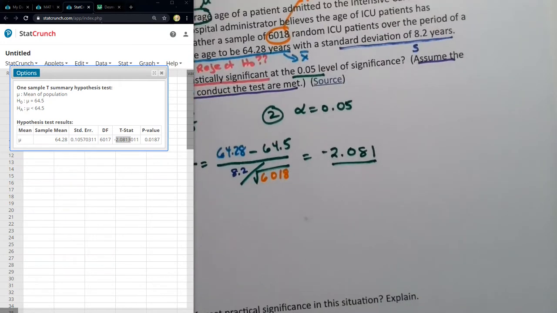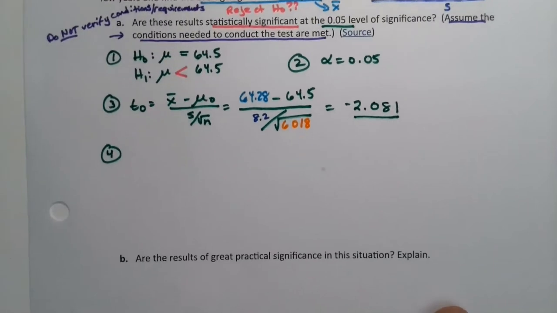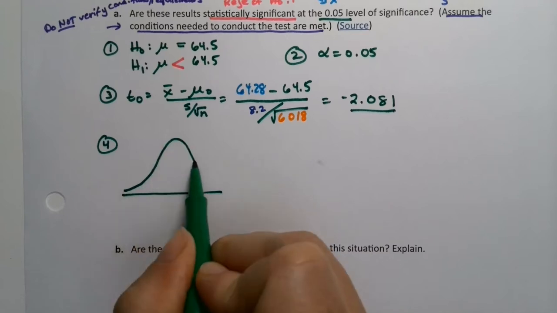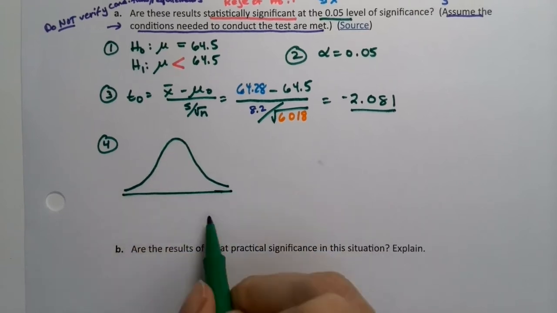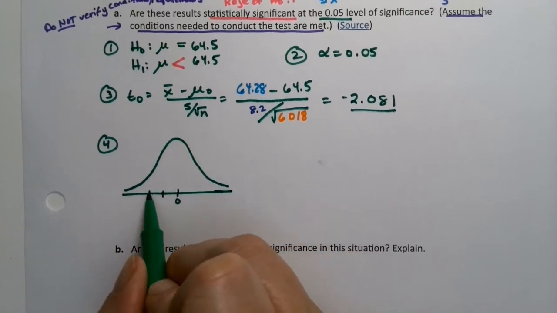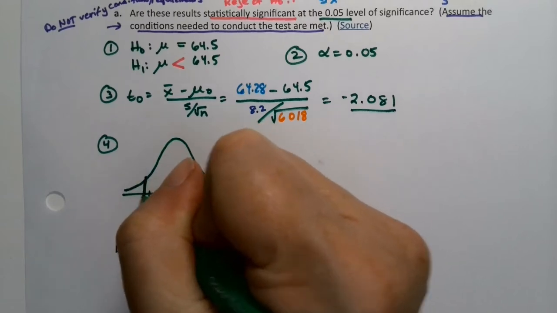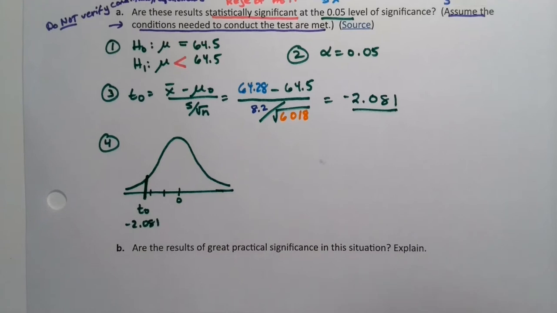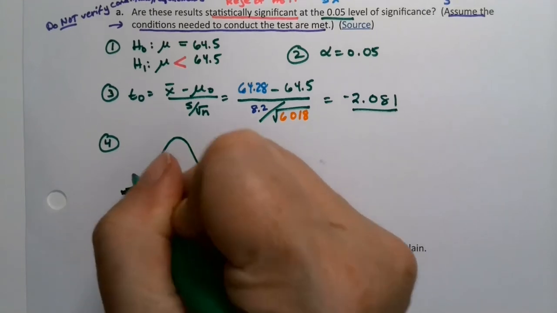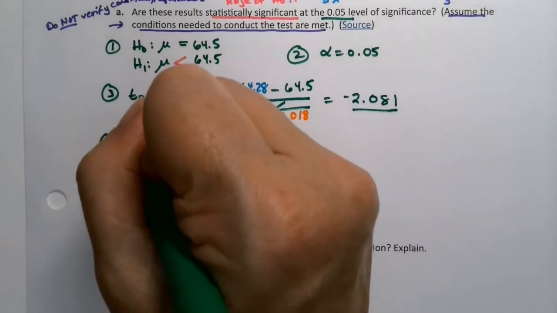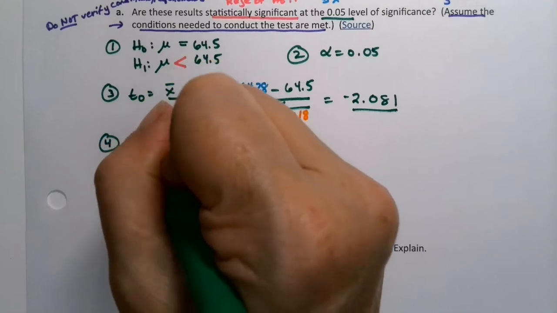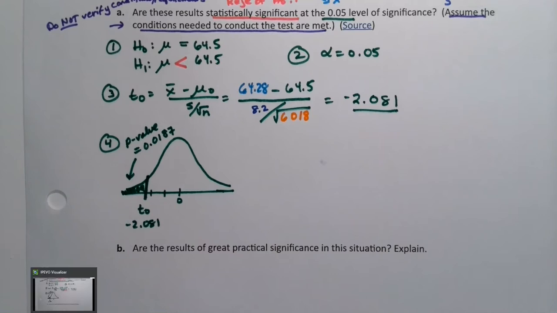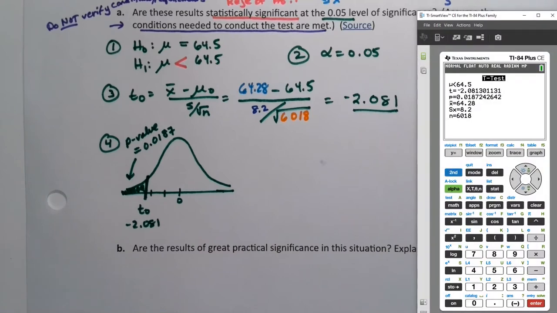Okay. Now how far over do I want to shade? Well, I want to make a T-curve. So make a nice T-curve. Doesn't have to be super huge, right? It just has to be a little nice T-curve. Remember, zero's in the middle. There's -1, there's -2, so negative 2.08 is right there. And that's T0, which is negative 2.081. Yes, you label it. Then you shade the tail, and that's your p-value, which is 0.0187. Right out of StatCrunch or right out of the calculator. Either way, 0.0187.